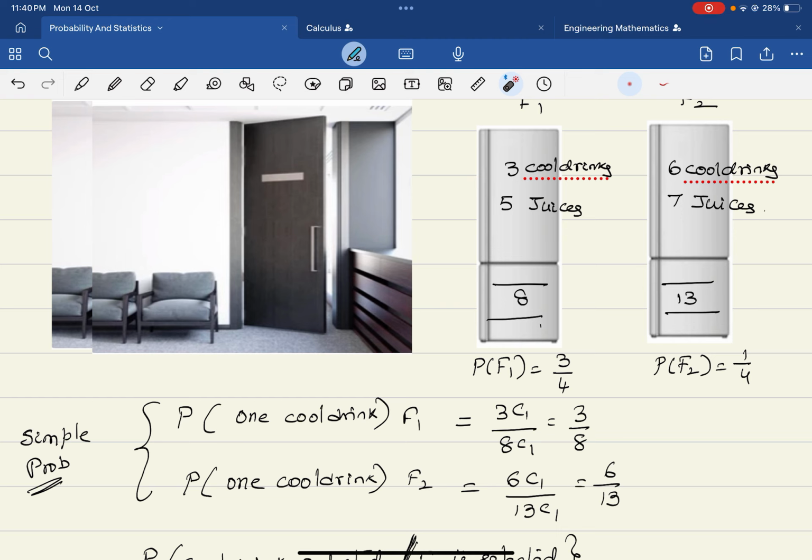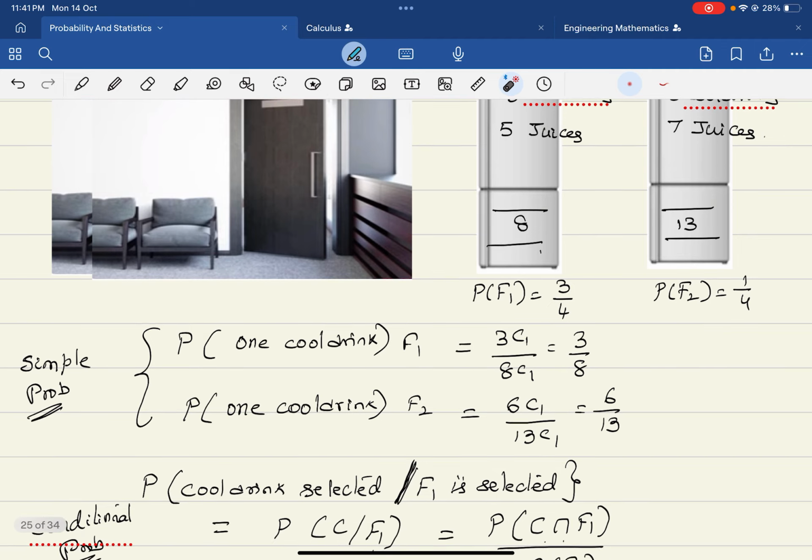Similarly, if I want one cool drink from fridge 2 as the normal question, then out of 6 cool drinks, my favorable event is 1 cool drink. So 6C1 over the total number, 13C1. This is the normal simple probability.